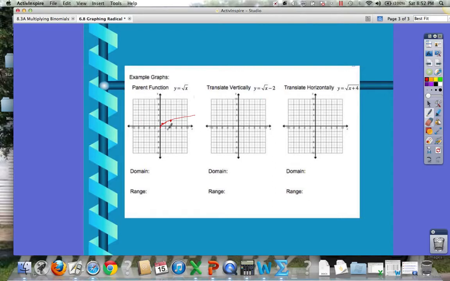What this is saying is the domain for this one is going to be anything from 0 on your axis greater than. So we're going to have x greater than or equal to 0. Any number that's bigger than 0 would be my domain, because your domain is your x values. My range is any number y greater than or equal to 0 on the parent graph. Okay? All right, so let's do the next one.